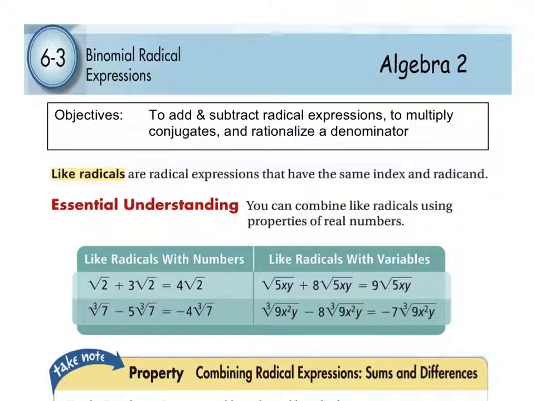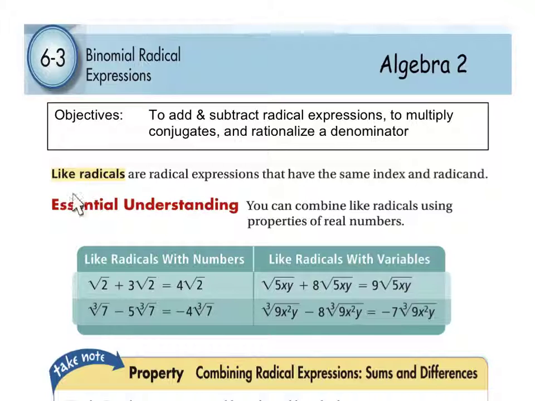This is section 6.3, part 1. We're going to talk about binomial radical expressions, and this time we're going to talk about adding and subtracting. We've talked about multiplying and dividing, and we're going to talk about adding and subtracting now. Our objective here is we're going to add and subtract radical expressions, multiply conjugates and rationalize denominators. So the first part, for part 1, we're going to add and subtract the radical expressions.